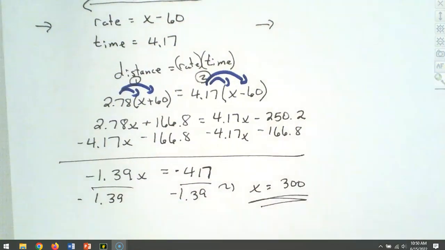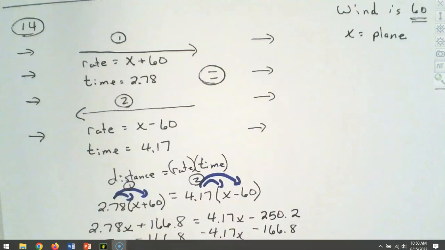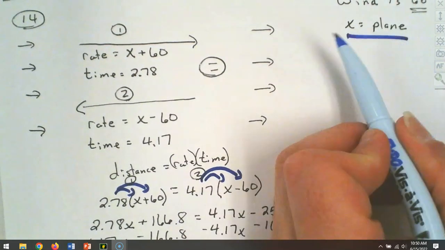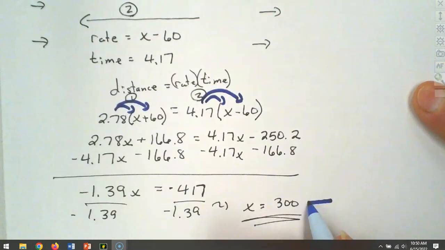And x comes out to be 300. Now, if you stopped here, you would probably only get 3/4 of the credit. 300 is not what we want. So 300, what is the 300? 300 is x, and x, remember, is the plane speed. So this is the speed of the plane.